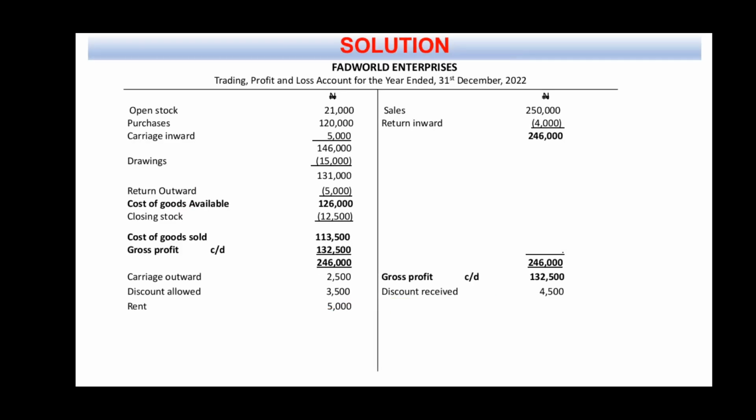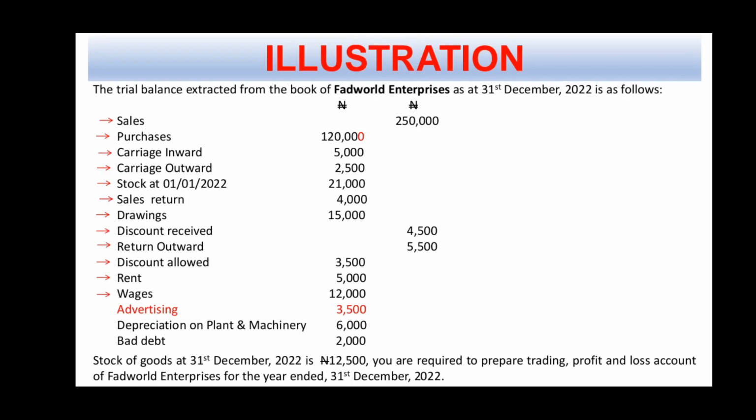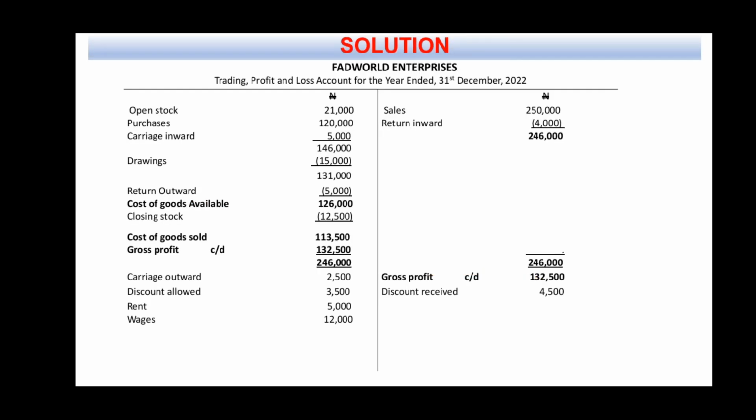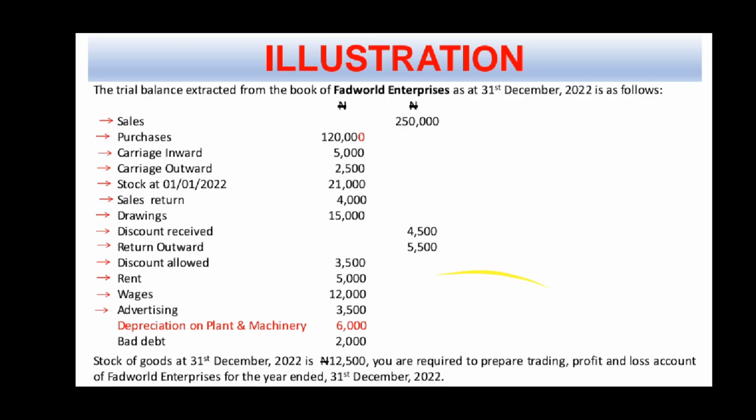To those who are using the T format, the same thing happens. We debit that to the account, which is wages 12,000 naira. We have advertising, which is 3,500. In our profit and loss account, we have advertising 3,500. To those using the T format, we also have our advertising at the debit side, 3,500.